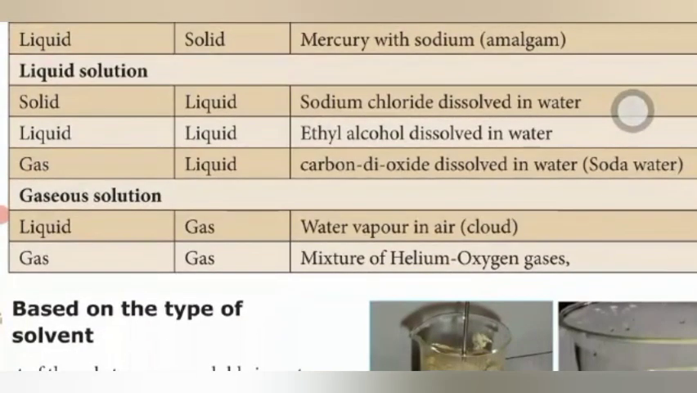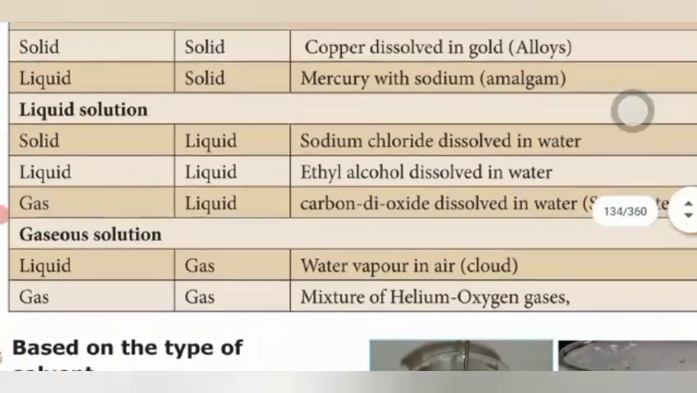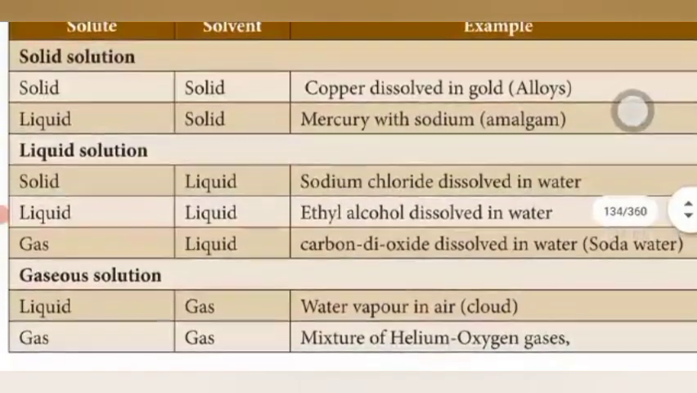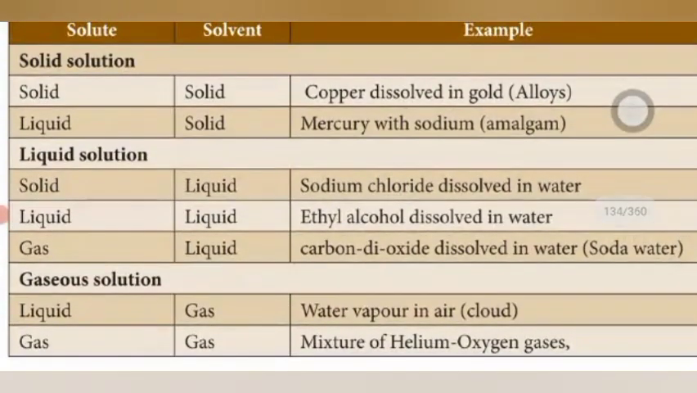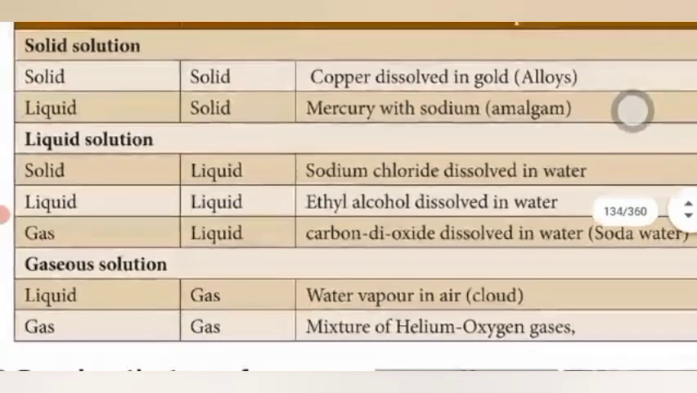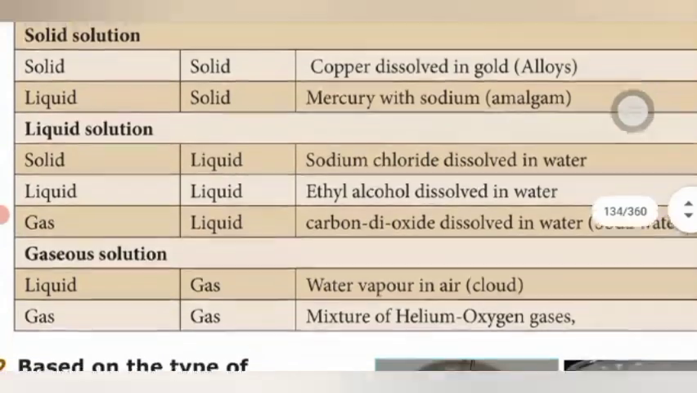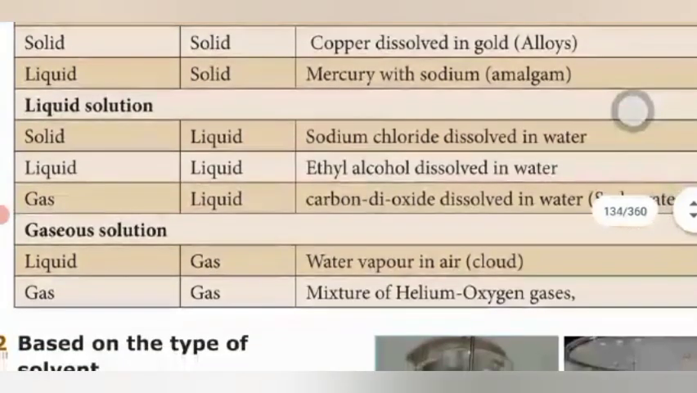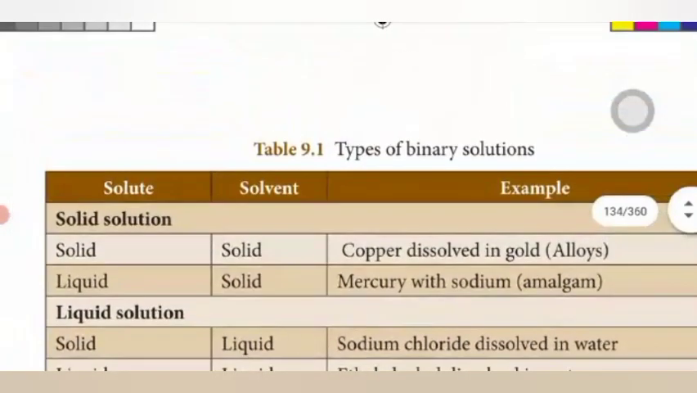Next one, gaseous solution. Liquid in gas: the liquid acts as the solute, the gas acts as the solvent. Example of liquid in gas, water vapor in air, that is cloud. Last one, gas in gas. Example, mixture of helium and oxygen gas. These are the types of binary solution based on physical states.